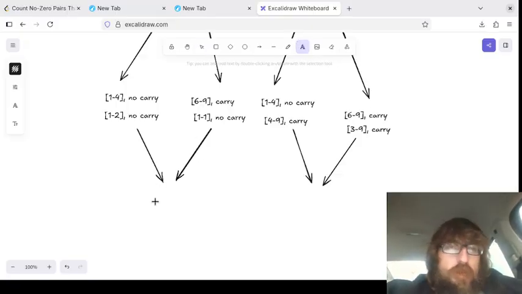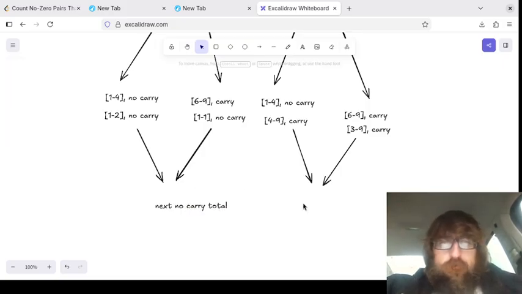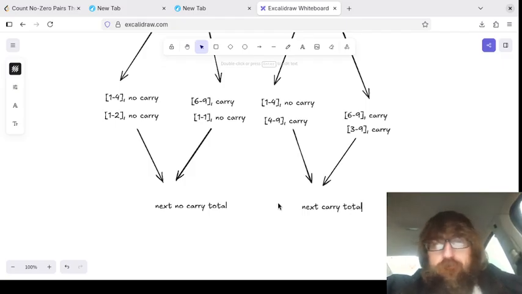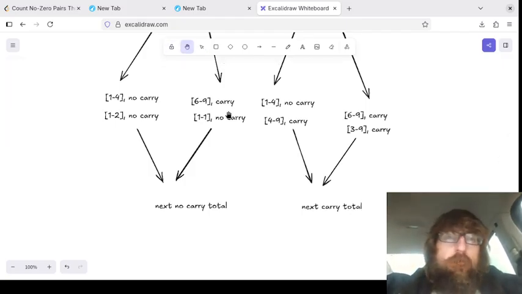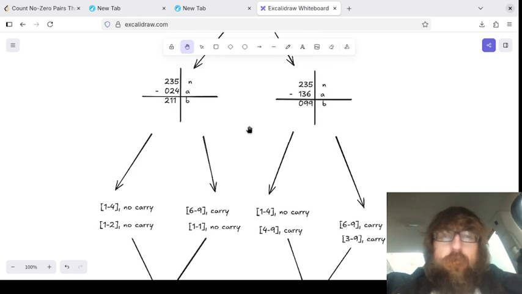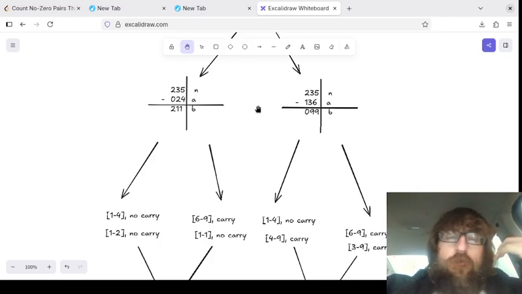So we're going to say next no carry amount total. And the same thing here, next carry total. Okay. Hopefully that makes some sense. This is like more of a visual of what I'm thinking about, like how I came to write the code that I wrote.